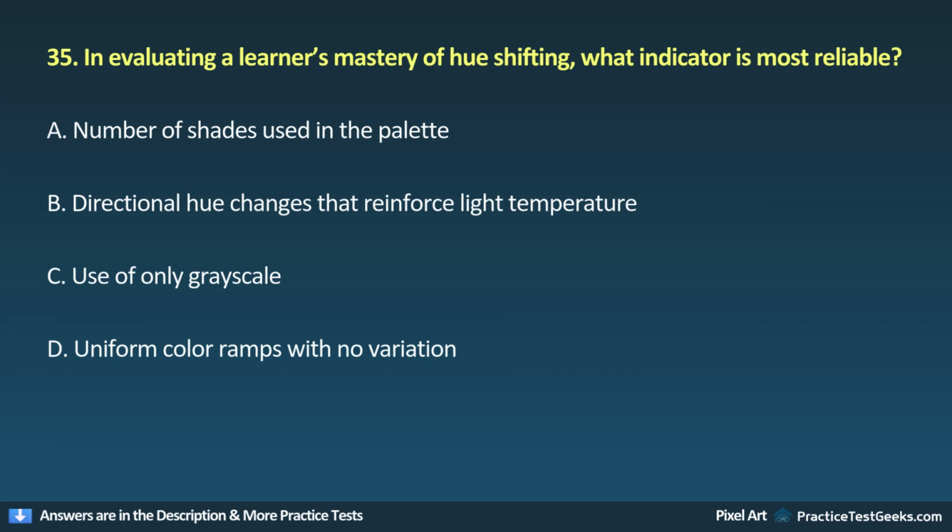35. In evaluating a learner's mastery of hue shifting, what indicator is most reliable? A. Number of shades used in the palette. B. Directional hue changes that reinforce light temperature. C. Use of only grayscale. D. Uniform color ramps with no variation.